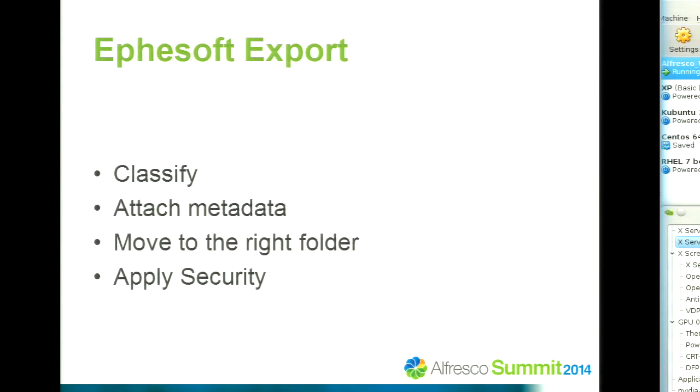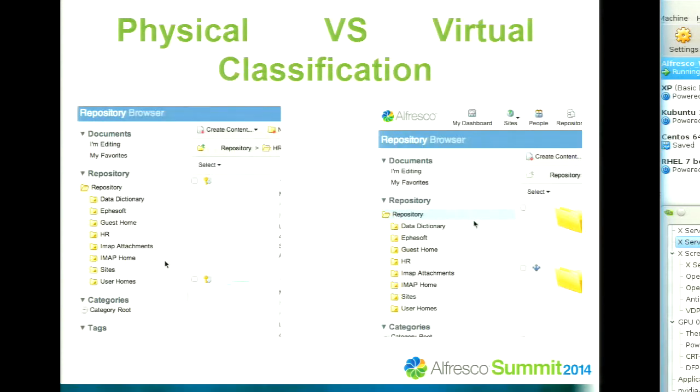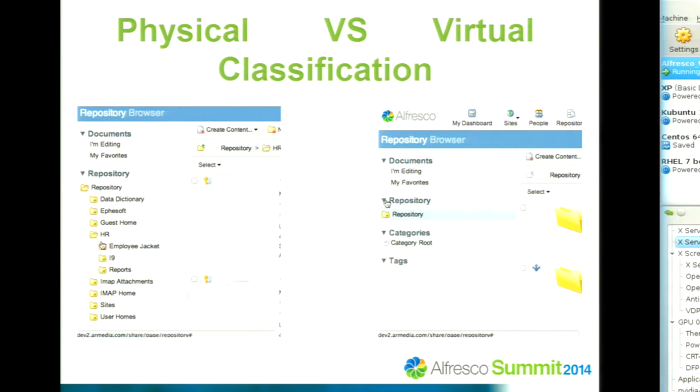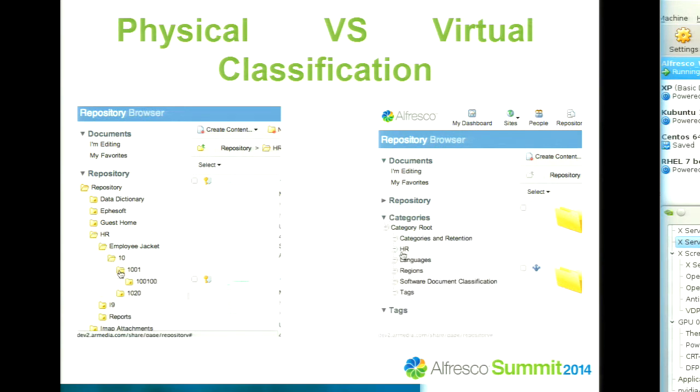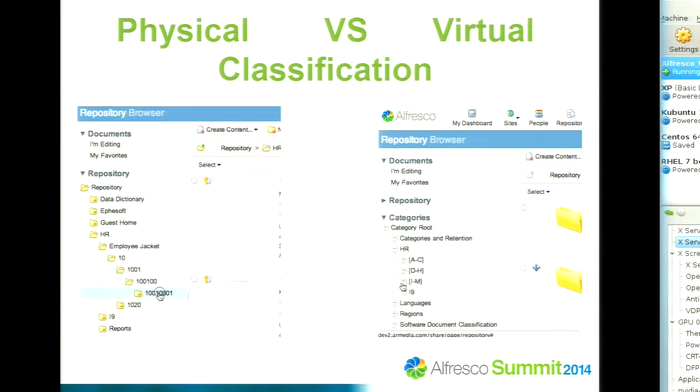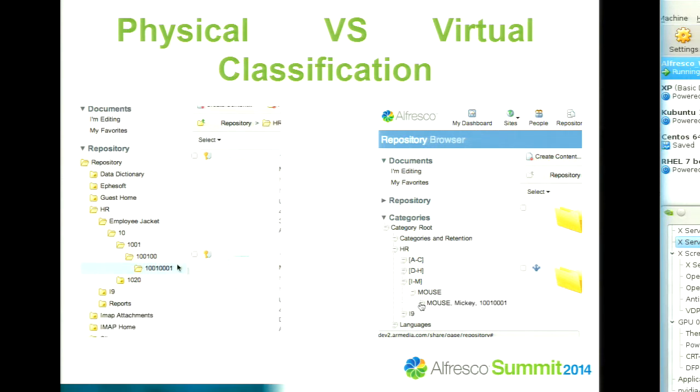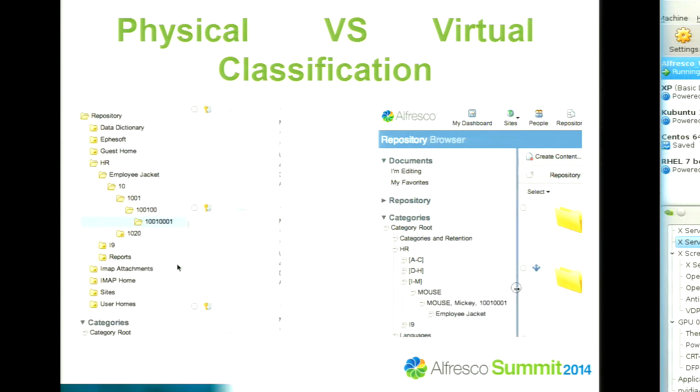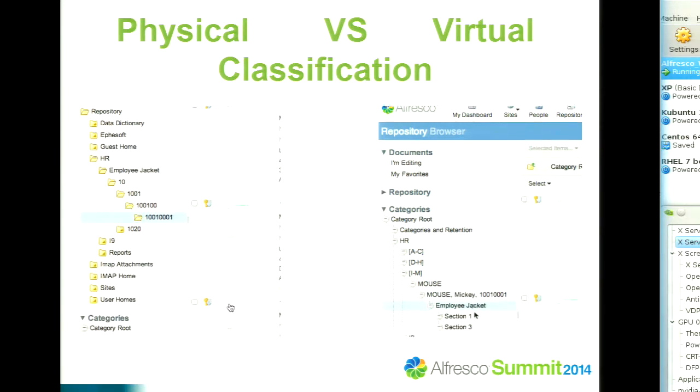So when documents are exported in Alfresco, we first classify documents, we attach metadata to each document, so it's extracted from the HR tool. We move the document to the right folder, and after we apply security, but we are going to talk about each point. So first we use a physical classification based on the employee ID, so not really user-friendly. So we use a virtual classification on the right side based on the last name, first name, and the employee ID.